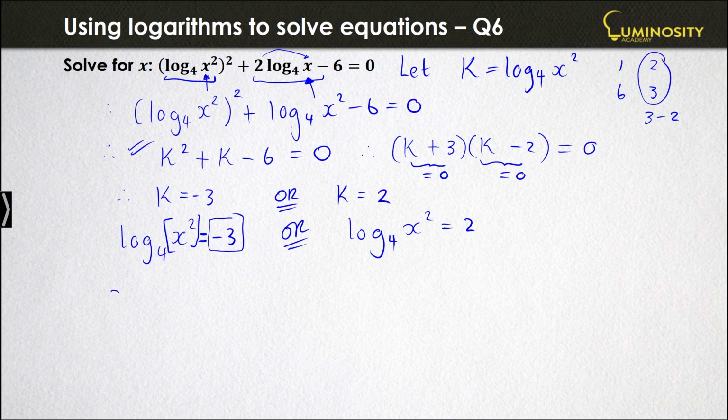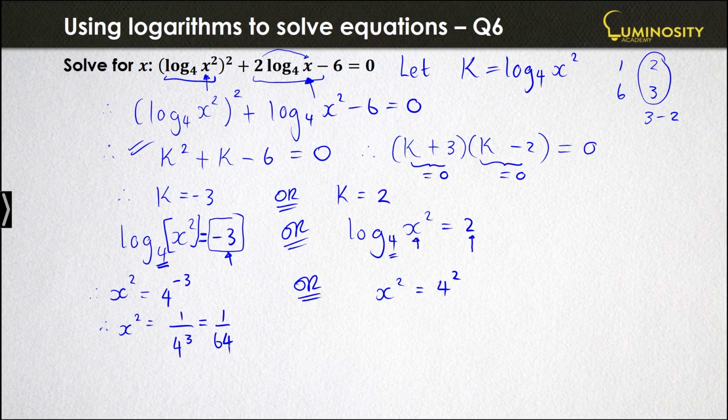Let's look at this one. How do I get x squared by itself? I take the base and I raise it to the exponent. So 4 to the power negative 3. Or, same here, how do I get x squared by itself? x squared is equal to the base 4 raised to this exponent 2. So therefore I get x squared here is 1 over 4 to the power 3 using exponential laws. But that's 1 over 64. And 4 squared is 16.